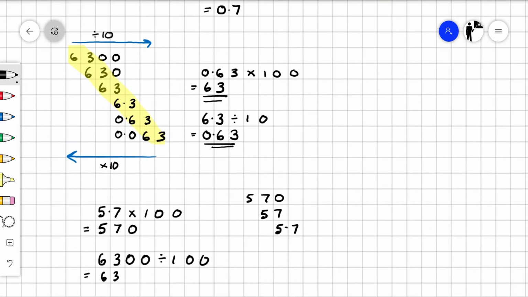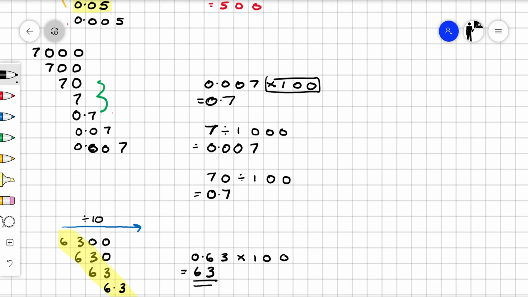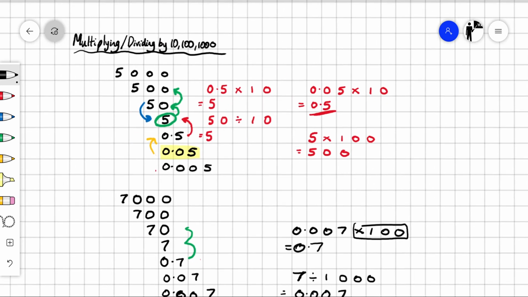Okay, hopefully that was helpful and it's maybe giving you a few strategies on how to multiply and divide by 10, 100 and 1000. Essentially when we multiply, we would move up in this chart. If we multiply by 10, we move up one place, and if we were to divide by 10 in this chart, we would move down one place.